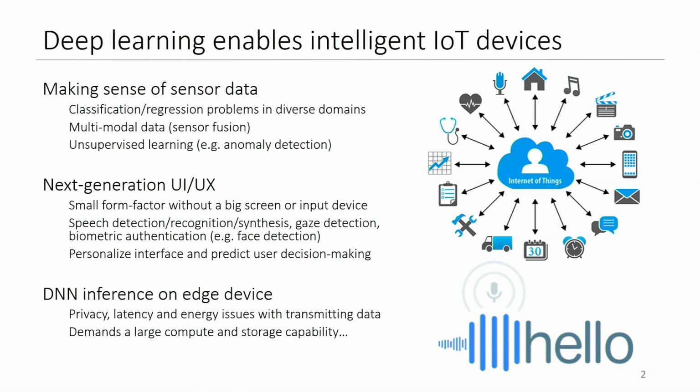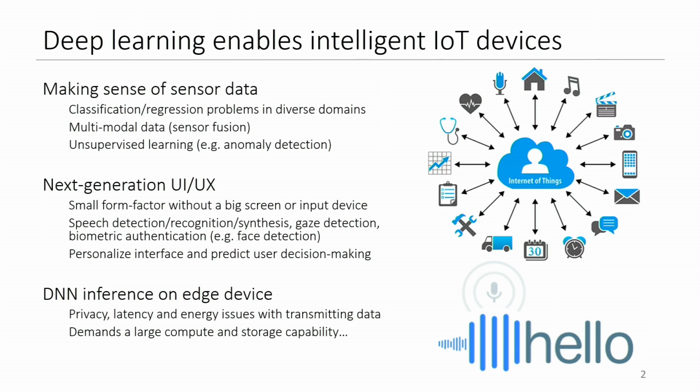Also, we're starting to be able to do things like personalize user interfaces and predict user decision making. And the new piece here in terms of SoC is that we really want to be able to do these DNN workloads locally on the edge device. At the moment, we currently offload to the cloud regularly, where we have more compute resources. But this requires us to transmit our personal data, which incurs problems with security and privacy, and has latency and energy overheads.